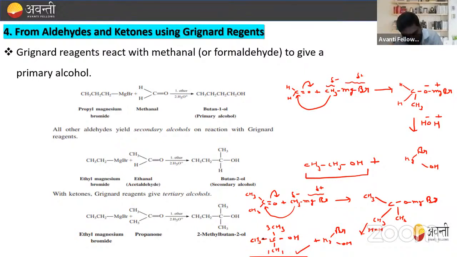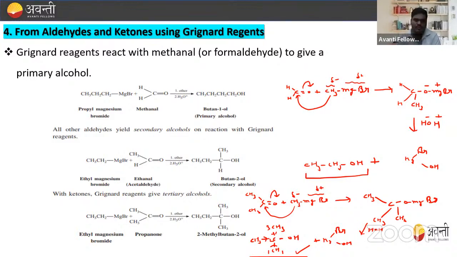How is it a tertiary alcohol? We can see here that three alkyl groups are present, right? So here three alkyl groups are present, and due to this it behaves like a tertiary alcohol. So this is the method by which we can prepare alcohols from aldehydes and ketones using Grignard reagent, right? So we can prepare alcohol.